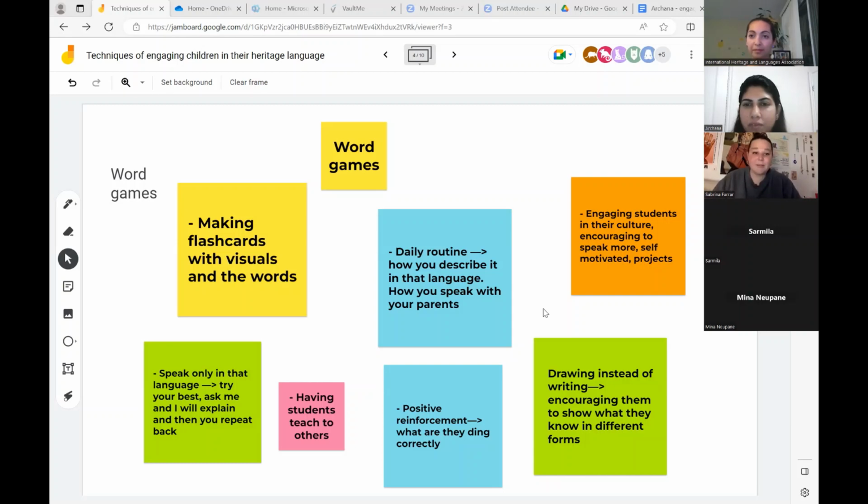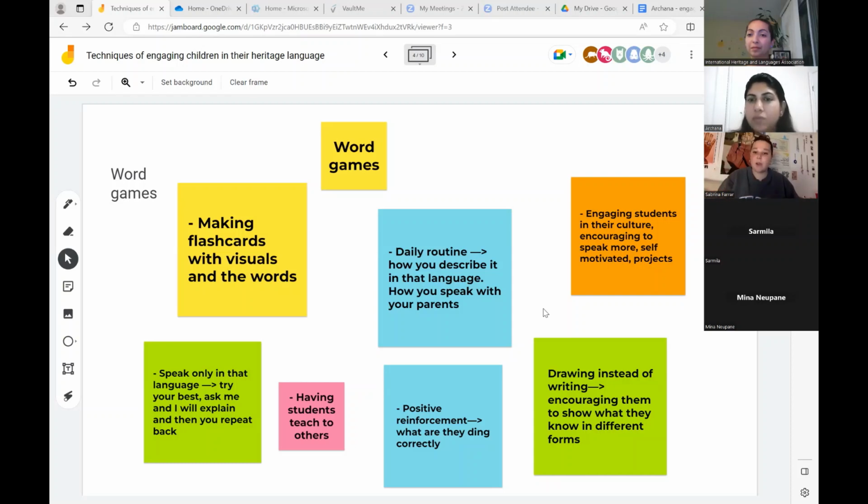Also, like everybody's been saying, engaging them in their culture. So encouraging them to speak more, making them feel self-motivated to want to learn and share their knowledge, doing projects together, working together so that they can bounce ideas off of one another. Specifically, when us teachers are teaching, try to speak only in that language and try to help the students do the same thing.